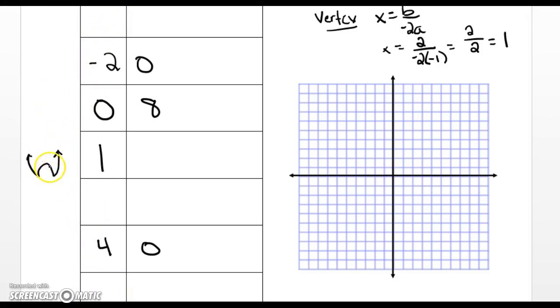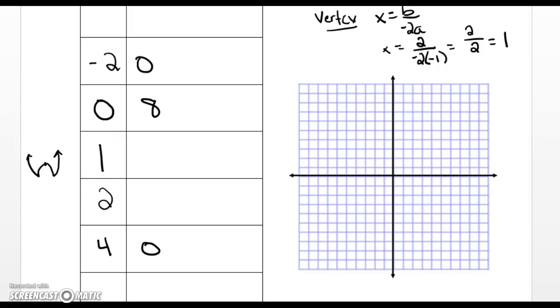Then just to also see how this graph is behaving, we're also going to put our vertex right here, and then one value to the left, one value to the right. What I might recommend is, if we already chose 0 here, I might want to choose the same distance away from this vertex. So this is 1 away to the left. We want to go 1 to the right. So we're going to add 1 here, so we should get +2 for our value here.